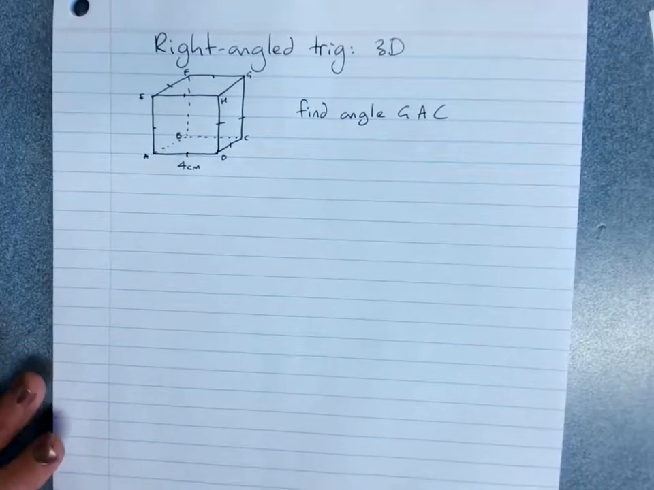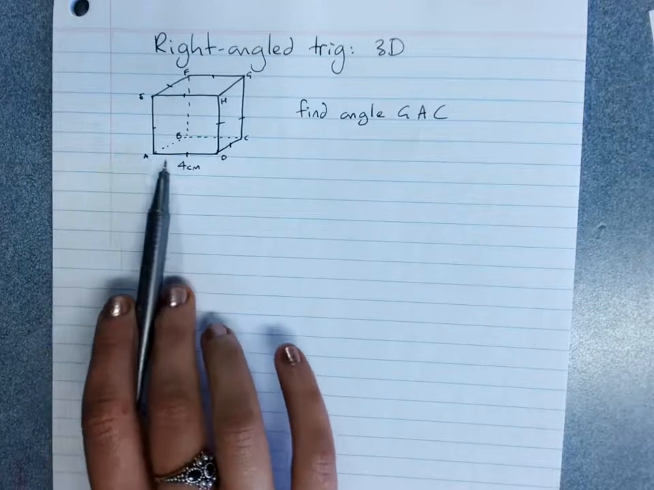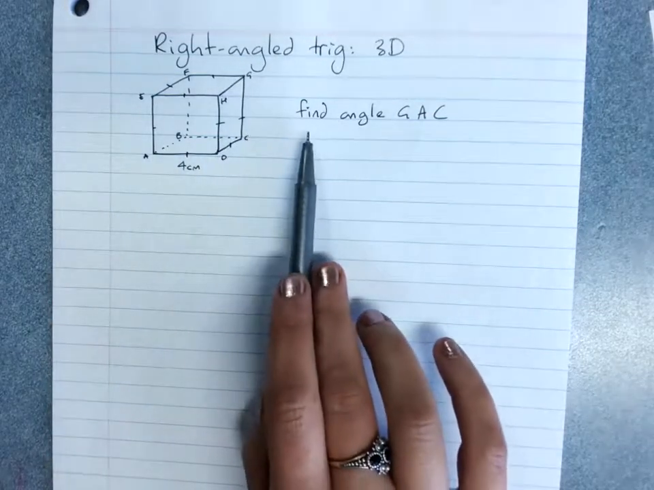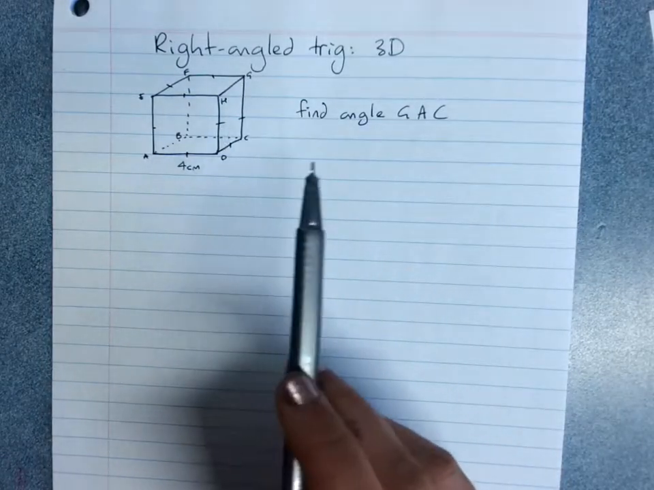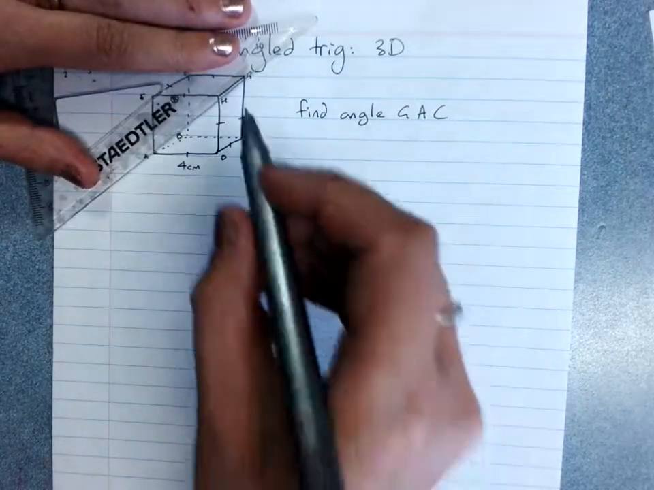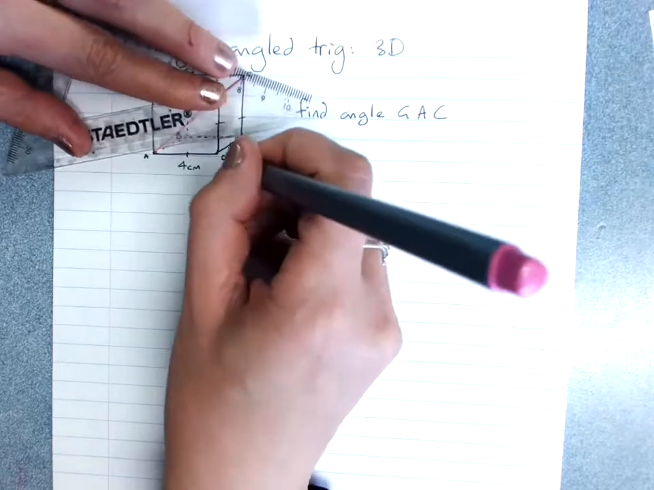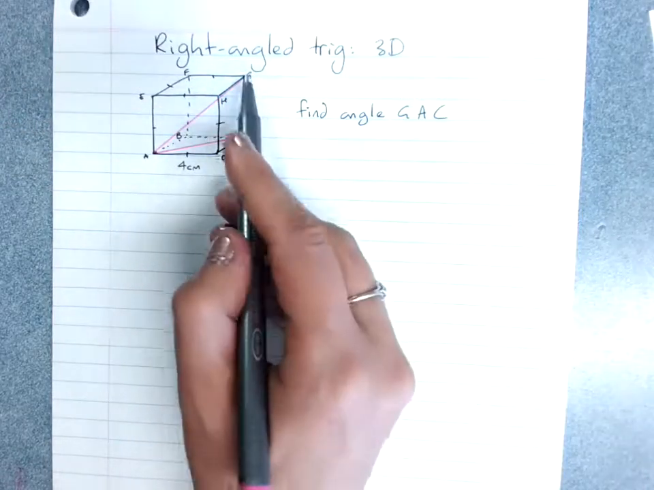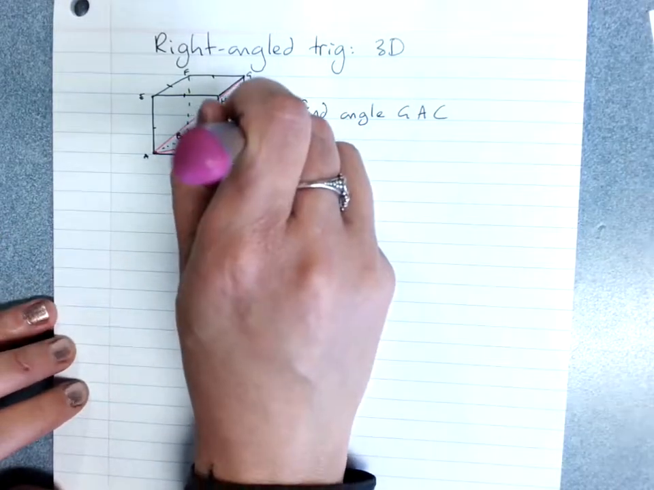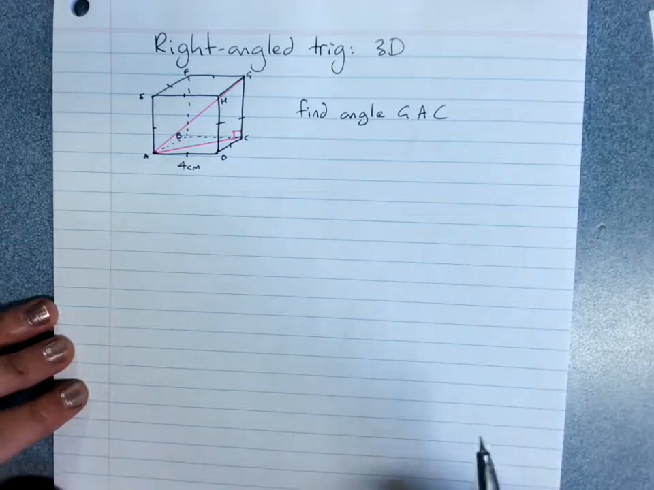An example of using right-angle trigonometry in a three-dimensional shape. They've given me a cube with side 4 centimetres and they've asked me to find angle GAC. There's G, there's A, there's C. And we'll draw in the triangle that will give me that angle from G to A to C. This is a right angle because the sides of a cube are all at right angles to each other.